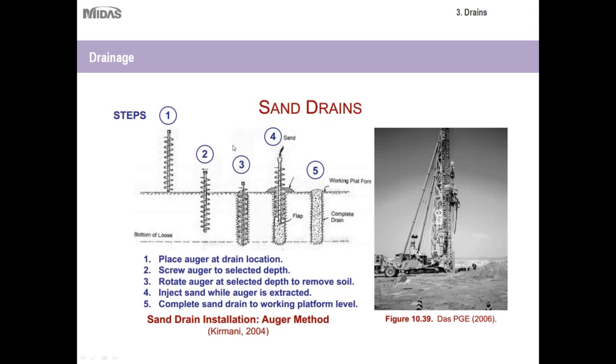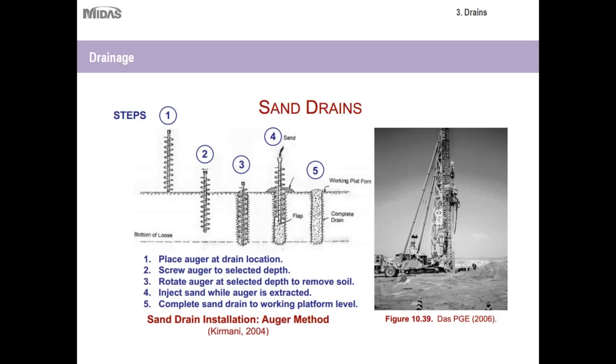So sand drains, as you can see, this is how they're installed. First, you have an auger that's placed at this drain location. This particular location is drilled out, it's hollowed out, and then sand is poured into this tube as it's taken out. So as the clay is being removed, it's being replaced with sand. And then it's filled with sand to the top, and that's your drain for that area. Then there'll be a long series of these sand drains placed along the project site.